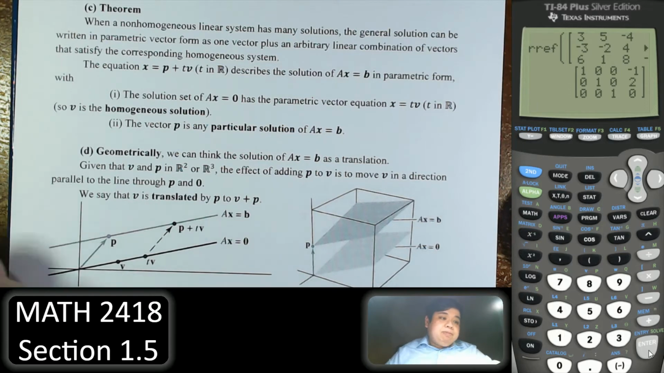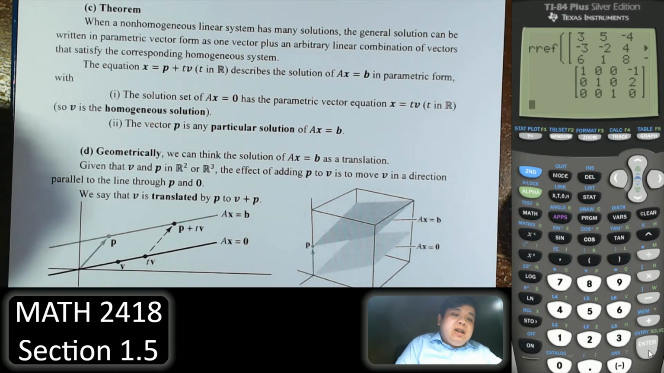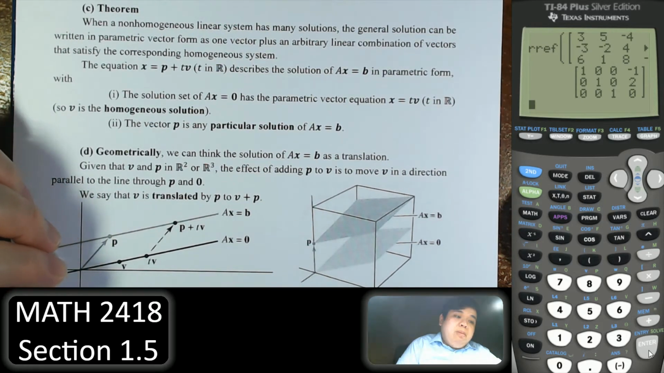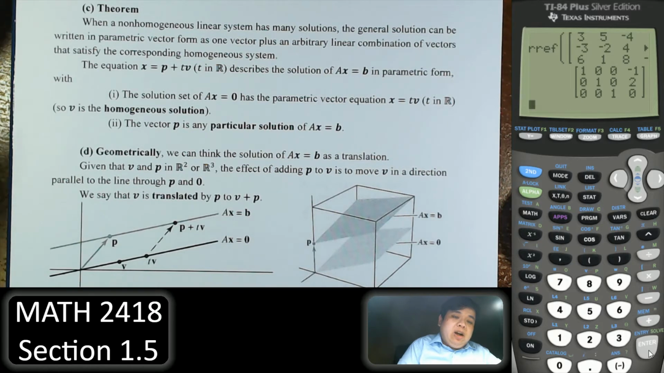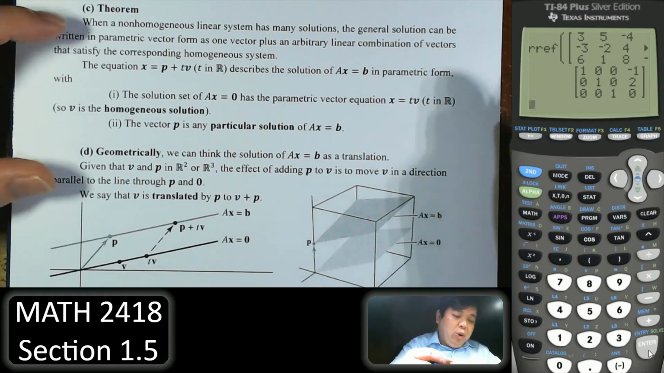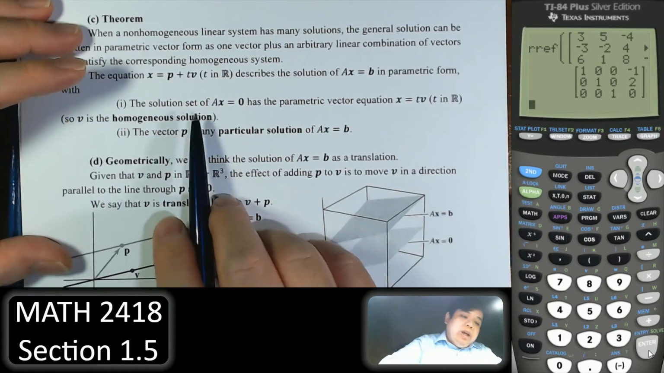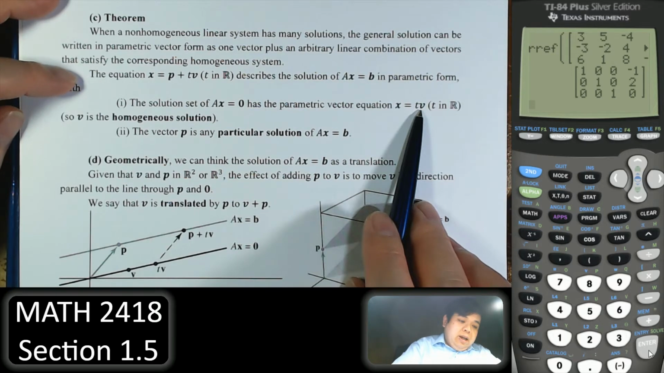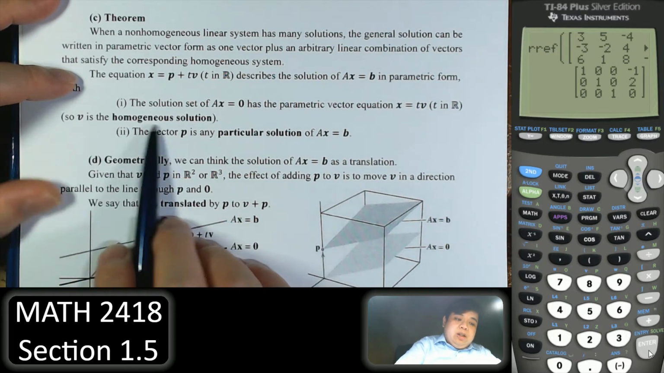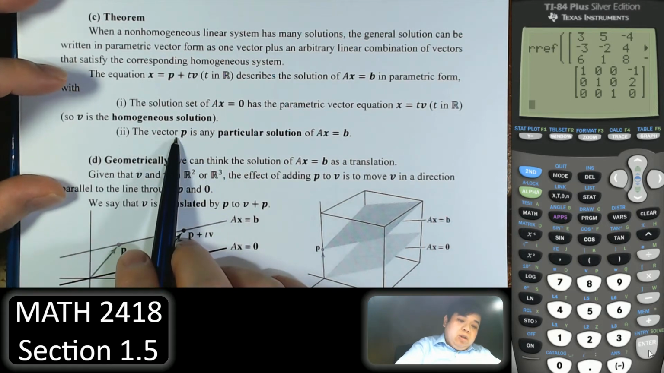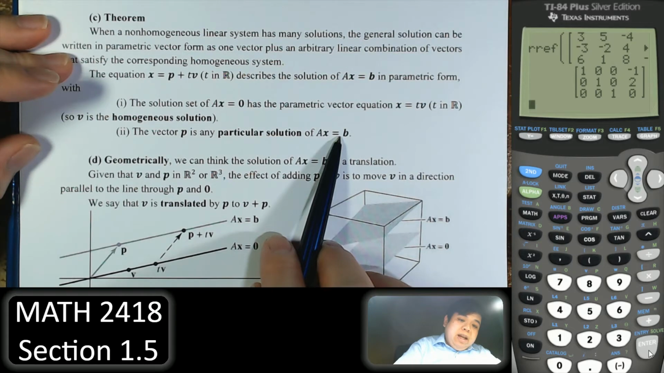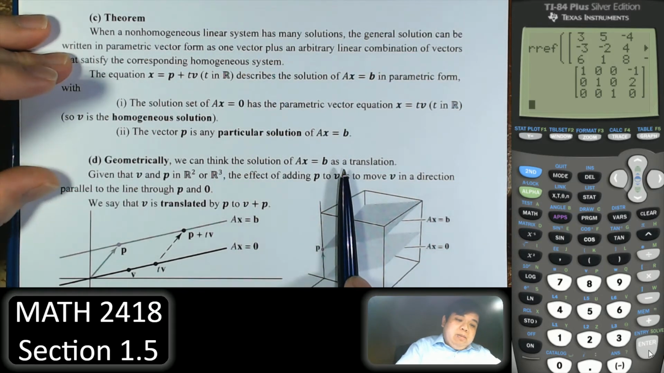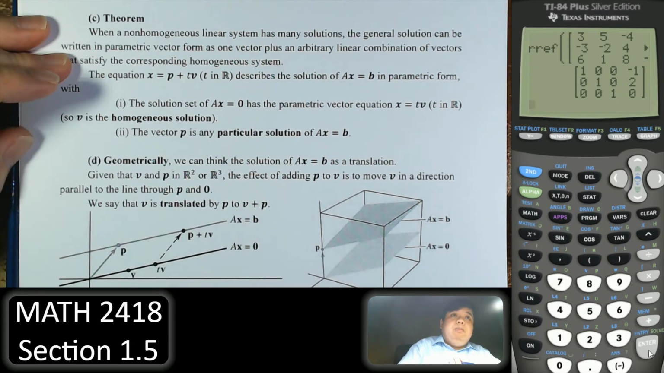It says here, when a non-homogeneous linear system has many solutions, the general solution can be written in parametric form as one vector plus an arbitrary linear combination of vectors that satisfy the homogeneous system. Of course, you will see one example so we have more idea. Now it says, suppose the solution to that system is x equal to tV, and V is a homogeneous solution, and we have a particular solution P equal to B. Then the solution of AX equal to B can be written as V plus P.